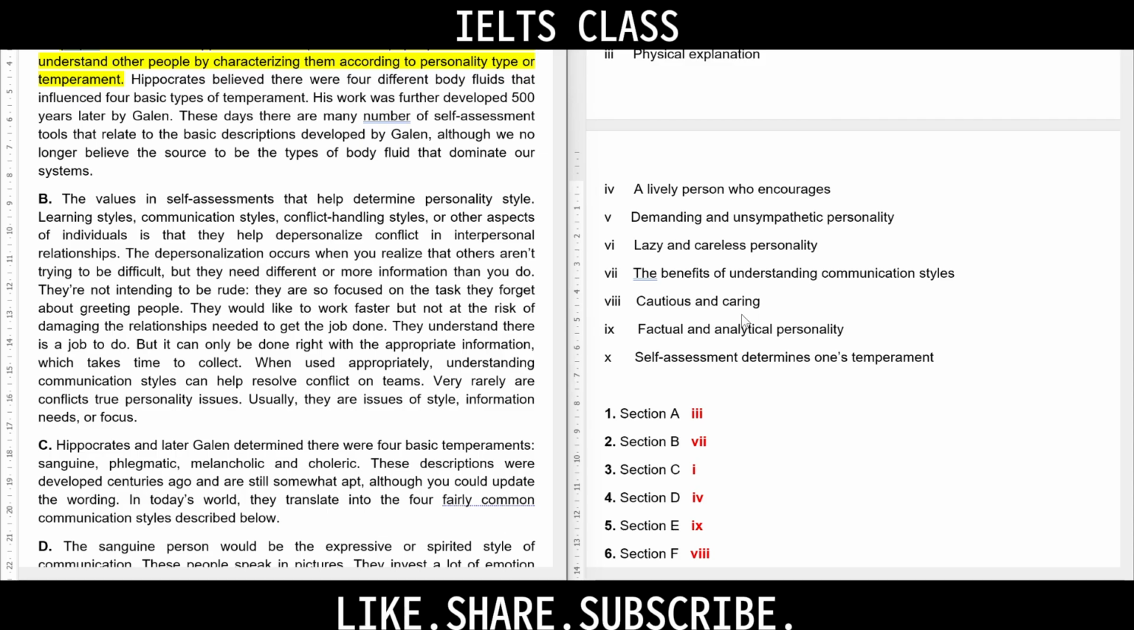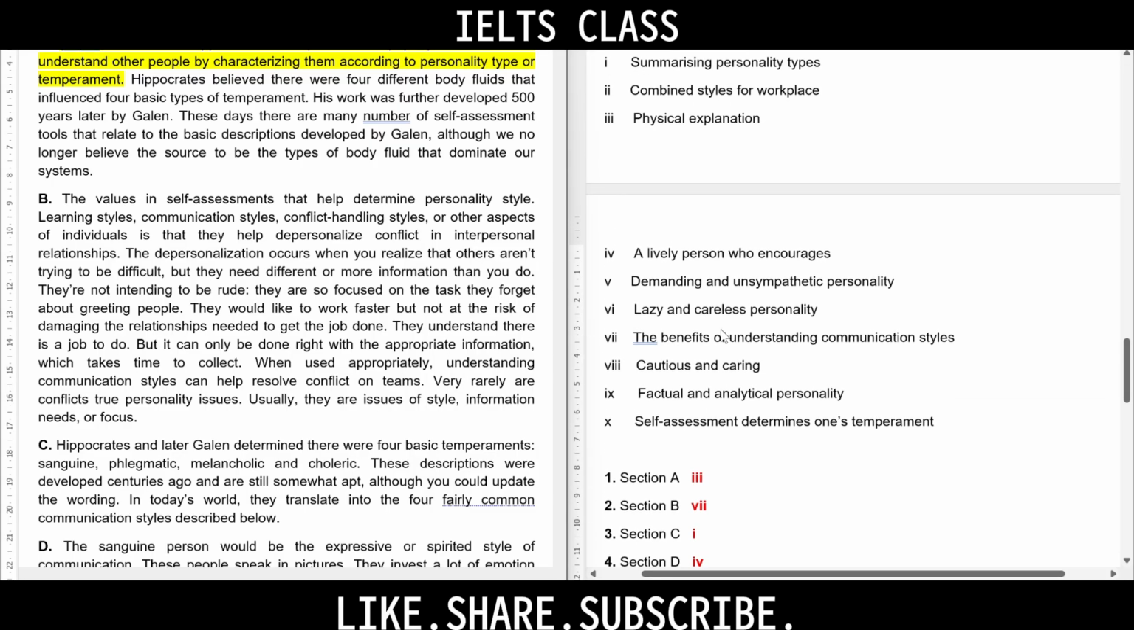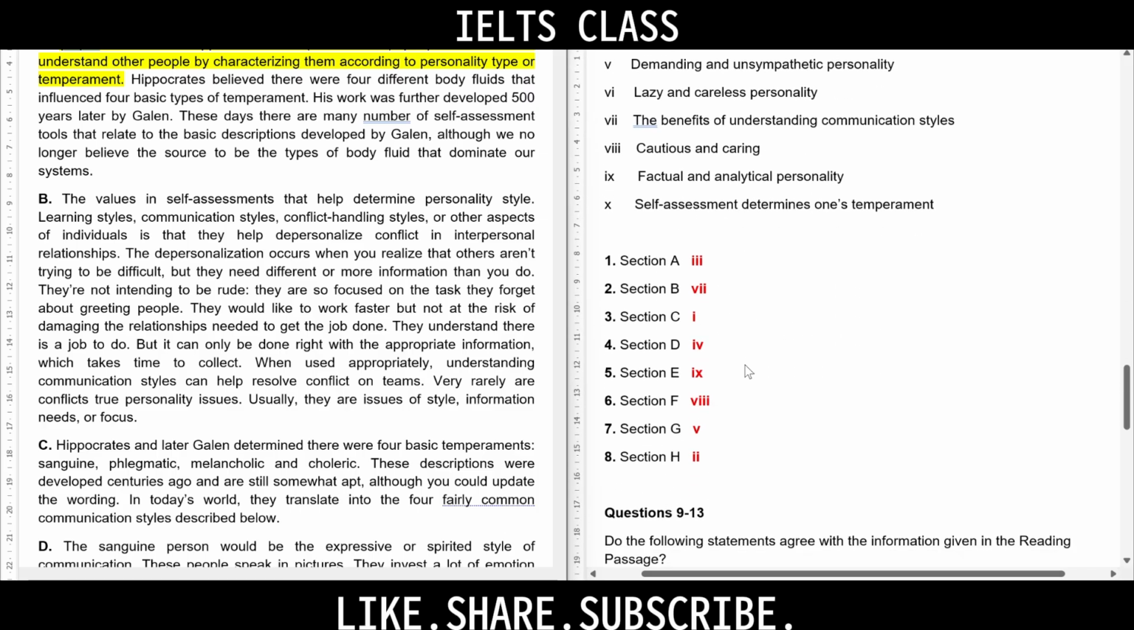Cautious and caring, they have not talked about any person who is cautious and caring in this paragraph. Factual and analytical personality, no. Self-assessment determines one's temperament. So it is not the self assessment that determines one's personality styles. Instead, it is the values in those self assessments, which we determine by using self assessment tools, that help determine personality style, one's temperament. So, the answer of section B is seventh, the benefits of understanding communication styles.